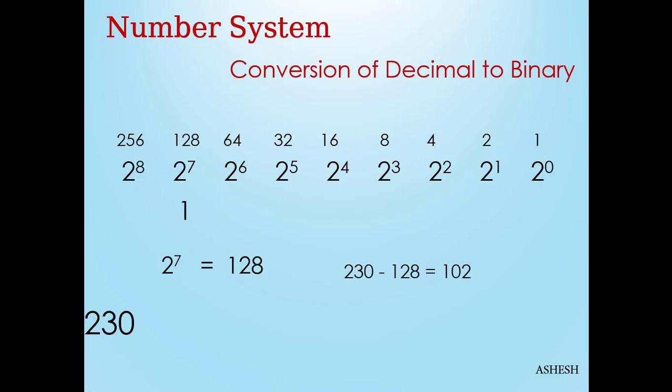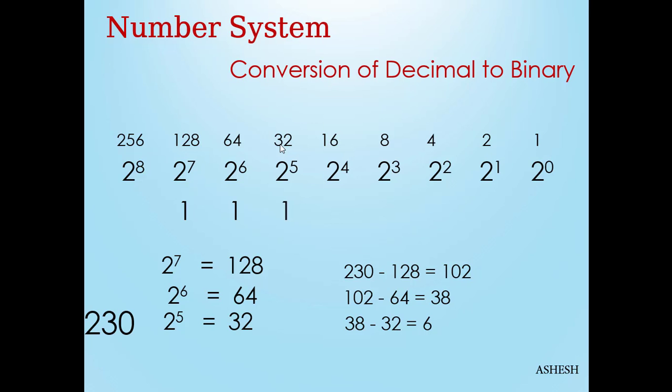Now we have 102. The nearest smaller number is 64. So 2 to the power 6 equal to 64. Now again 1 along with 64. 102 minus 64 equal to 38. So our nearest smaller number is 32. 2 to the power 5 equal to 32, and 1 along with that 32, and we have 6. 38 minus 32 equal to 6.